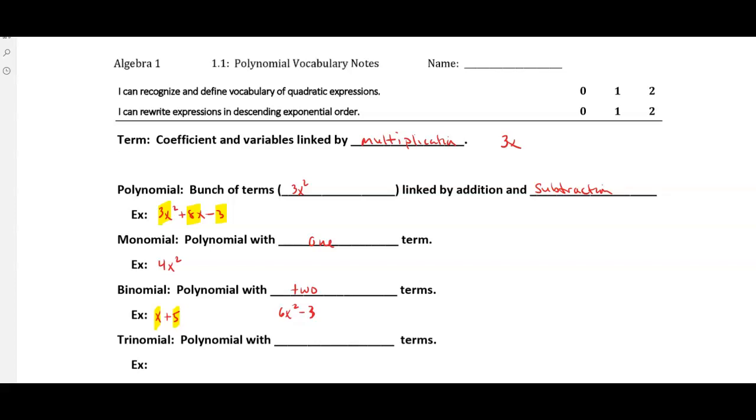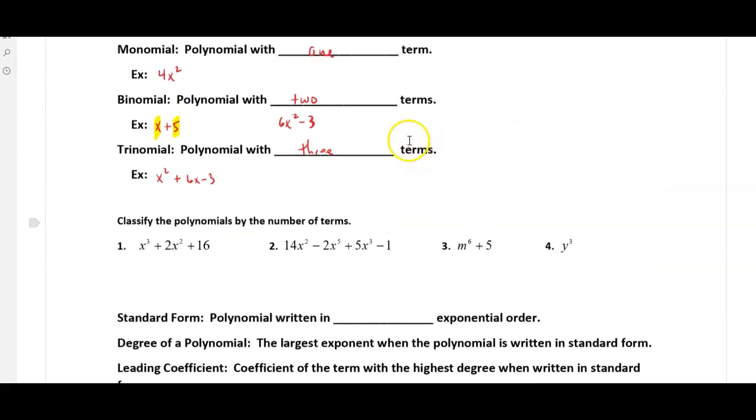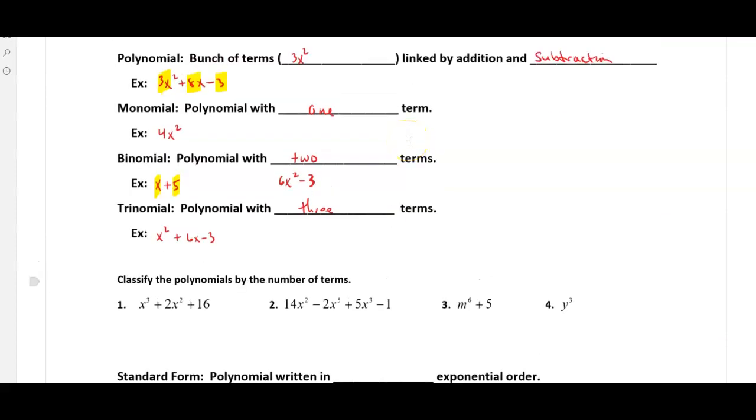Now a trinomial is a polynomial with three terms. An example of this would be x squared plus 6x minus 3. So anytime you see in the directions, factor the quadratic trinomial, when you see the word trinomial, you know it has to be a polynomial with three terms.